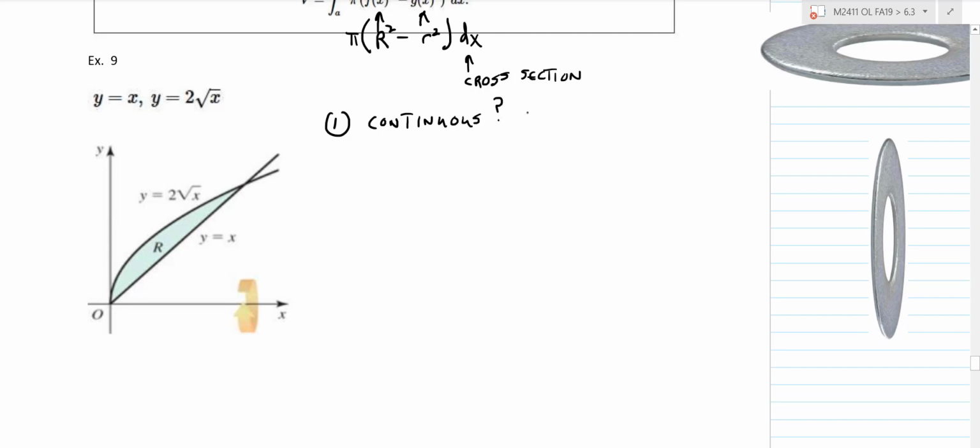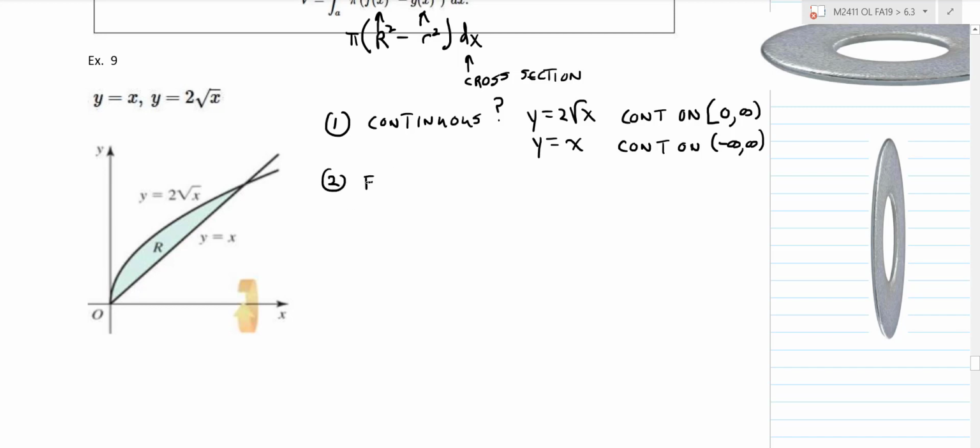All right, so y equals 2 root x, that is continuous where? You can only take a square root of a nonnegative number, so that would be continuous from 0 to infinity. So it looks like we're good there. And then the other one, y equals x, well, that's a linear function. That's continuous everywhere. So we have the continuity. If we don't have that, if we have some breaks and stuff, then we're going to run into some problems finding that volume. So the second thing you would want to do is find the intersection points.